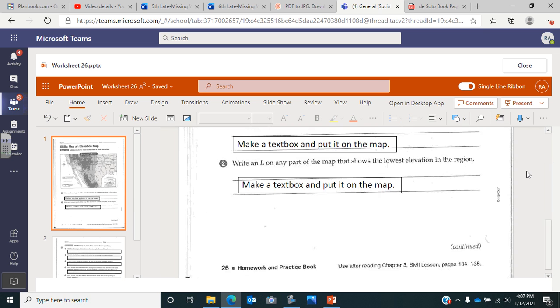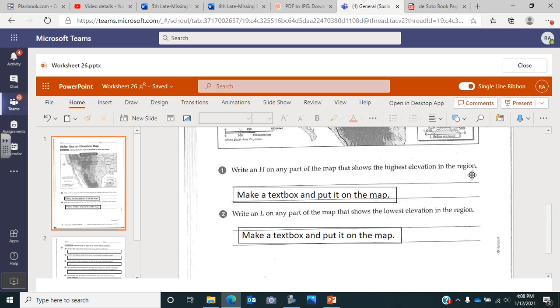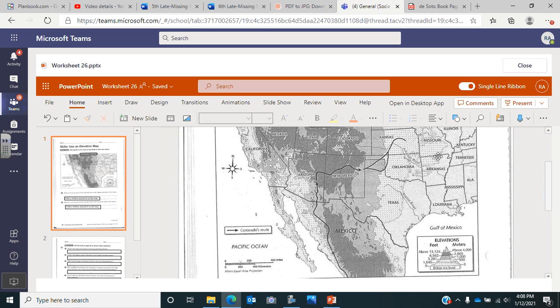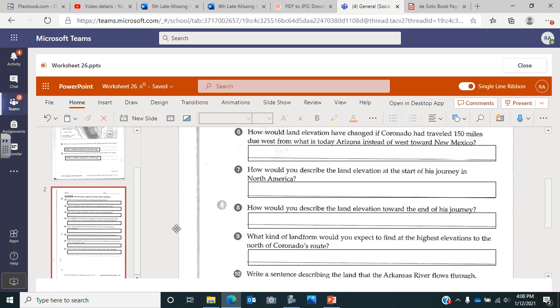And then number 2, you can see, says make a text box and put it on a map. Write an L on any part of the map that shows the lowest elevation. So you're going to look here, see if you can find the lowest elevation and put an L where the lowest elevation is. And then you're going to move on to page 2.